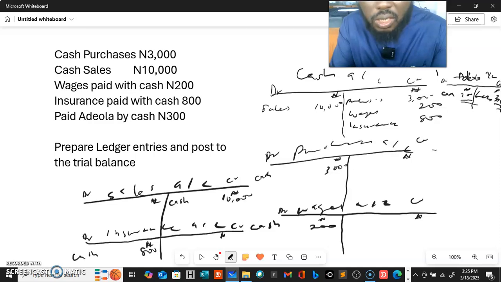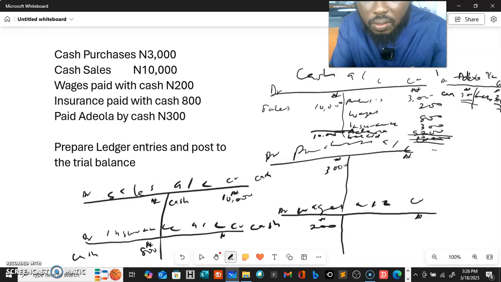So now come to cash again. We say Adeola. We paid Adeola, because the amount of 300 naira is what is going out of the cash account. Now we're going to have a balancing figure. We say balance carried down. So we had 3,000, 4,300 minus 10,000. Take 4,300 from 10,000, we will be left with 5,700 balance. So let's close that. That's 10,000.